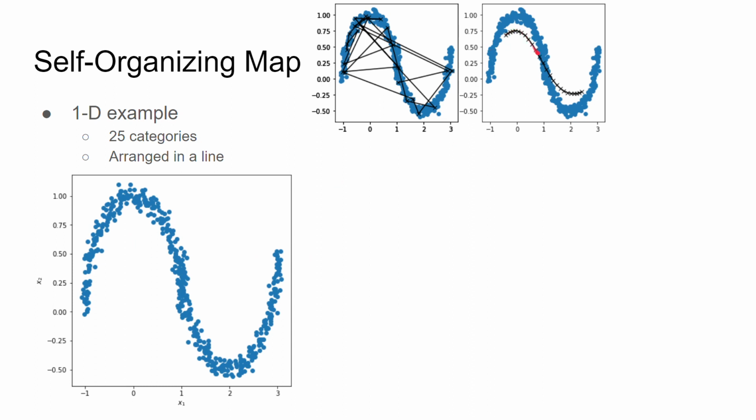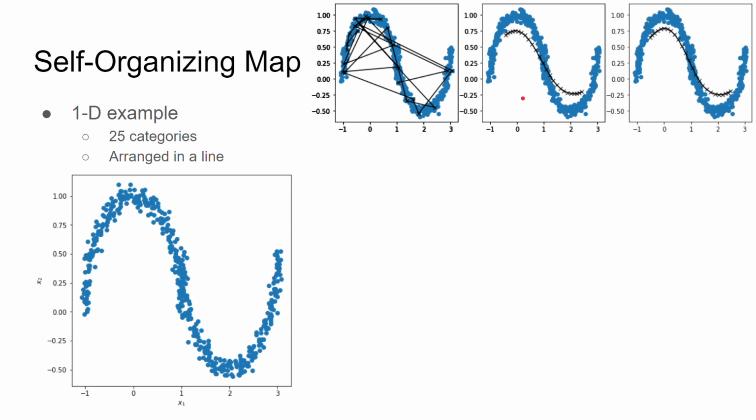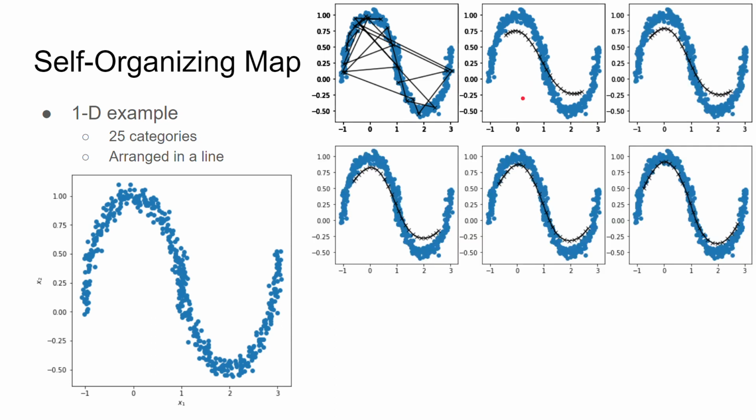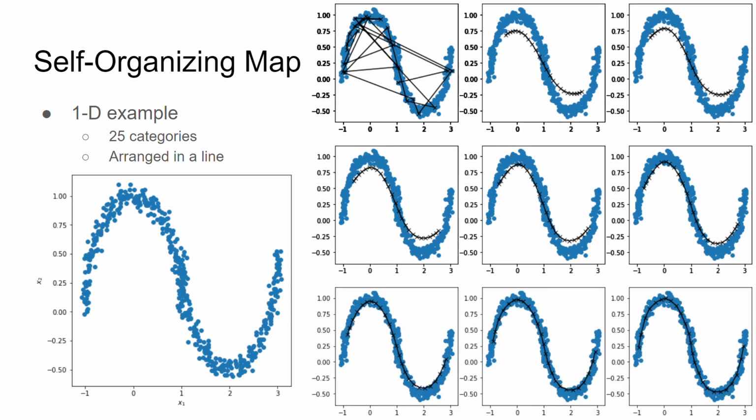These are my prototypes. They're already in some really nice sort of order. They're not quite matching the data yet, but they're getting there. I do it again, do it a few more times. And now what I have is these categories all sort of lined up. So this is a way of taking the prototypes, so I'm not simply saying, hey, find me 25 categories. Find me 25 categories that are organized in some sort of meaningful order.